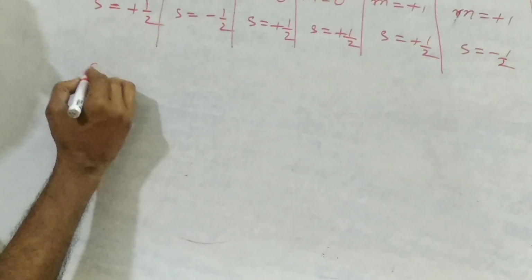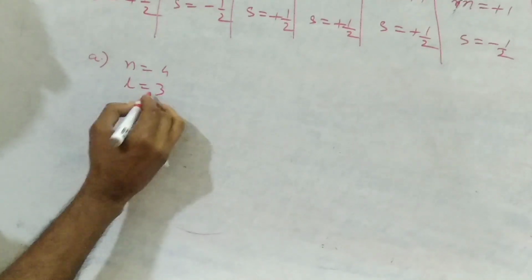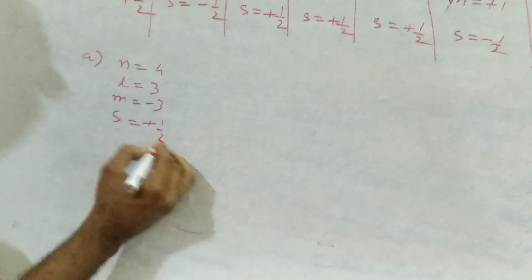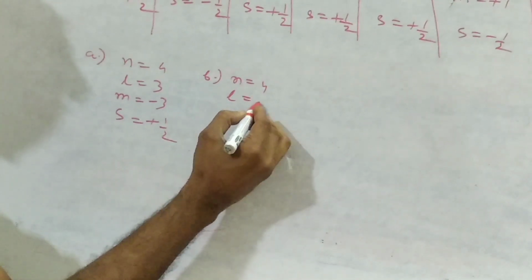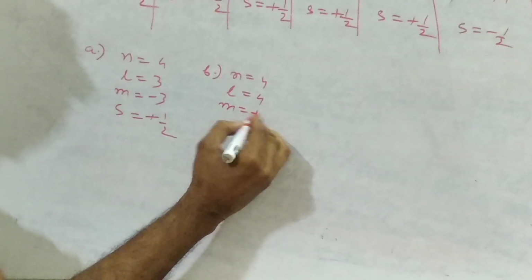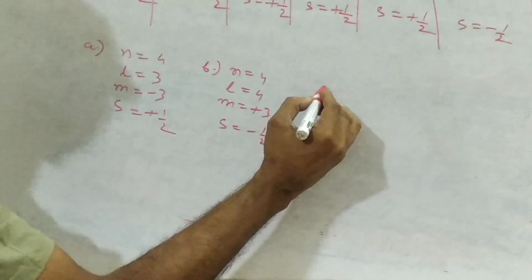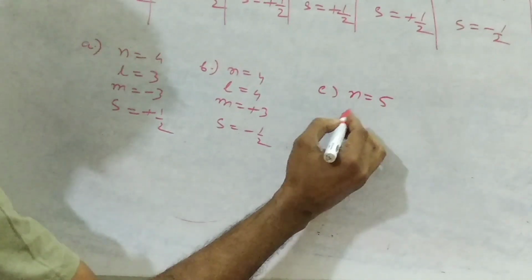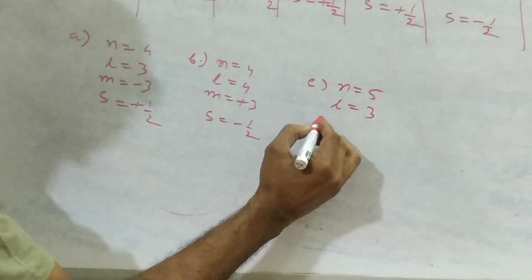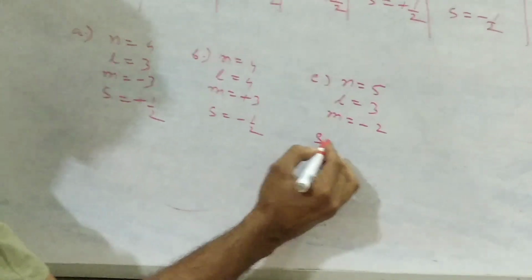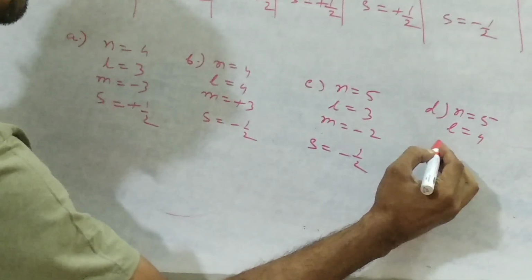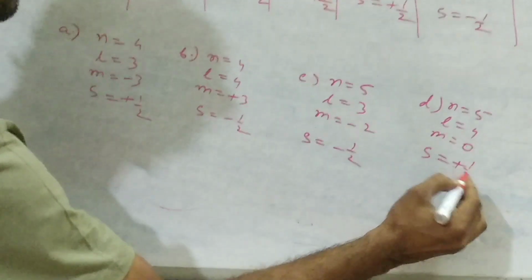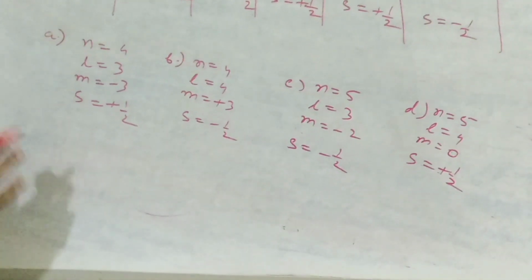Now I am going to give a small problem to you. You see, I am writing 4 sets of quantum numbers. A: n equals 4, l equals 3, m equals minus 3, s equals plus half. B: n equals 4, l equals 4, m equals plus 3, s equals minus half. C: n equals 5, l equals 3, m equals minus 2, s equals minus half. And the last one, D: n equals 5, l equals 4, m equals 0, s equals plus half. Now out of these 4 sets of quantum numbers, which is not possible for an electron?